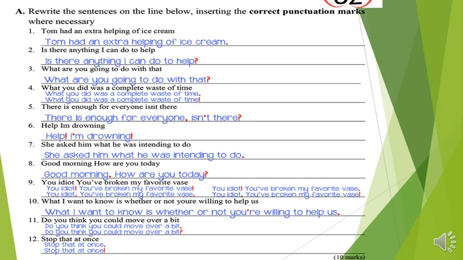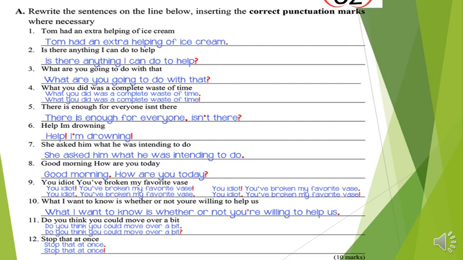Isn't there? Of course, when we have tag questions like this one, isn't there? You finish the first one, there is enough for everyone, with a full stop. And after that, isn't there? You would put the question mark here. Remember here that we had something missing, which was an apostrophe in isn't. Isn't is a contraction. In the first sentence, he didn't put the apostrophe, while in the solution, he didn't forget about that.